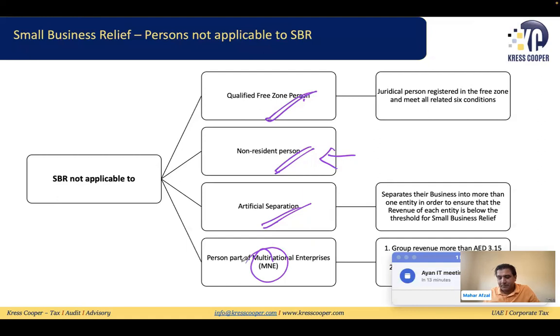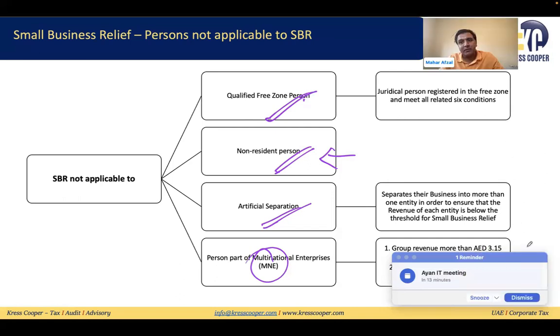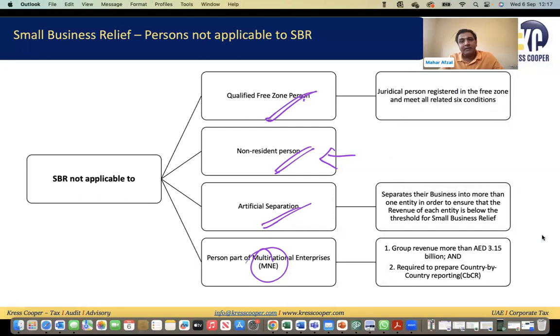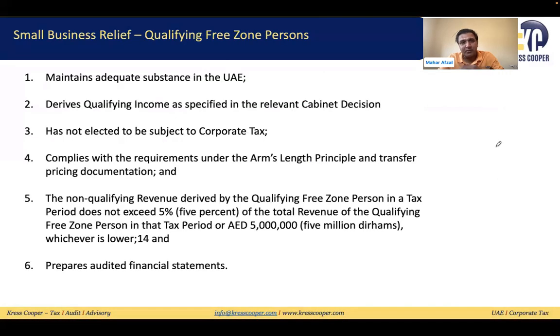So what is the MNE group? They said having a revenue of more than 3.1 billion globally. And the second thing they said is that they are liable to go for country by country reporting as required by the respective UAE law. So these are the exceptions: a qualified free zone person cannot opt for SBR, a non-resident person, except one, cannot opt. Artificial fragmentation, they cannot go for it as well. And an entity which is a part of the MNE group cannot opt for a small business relief.